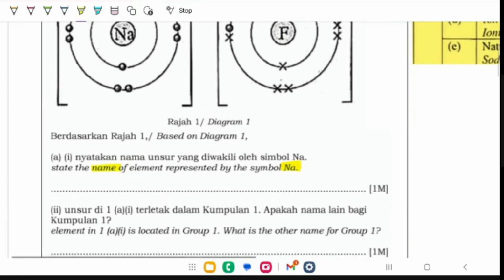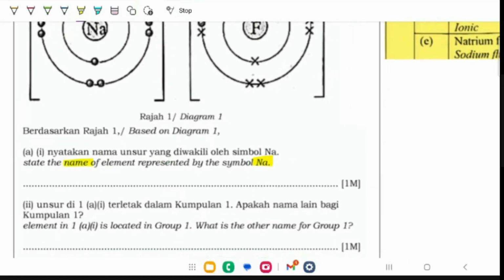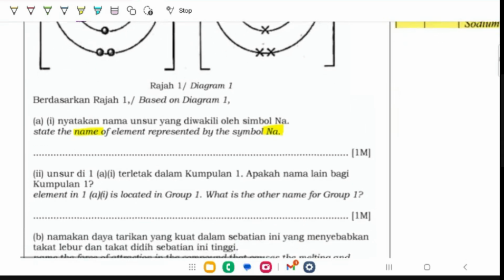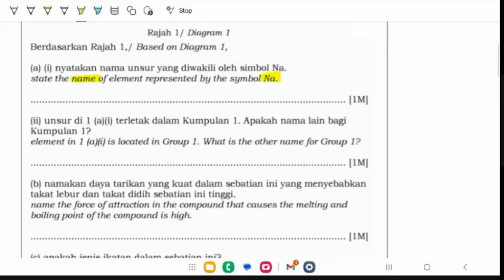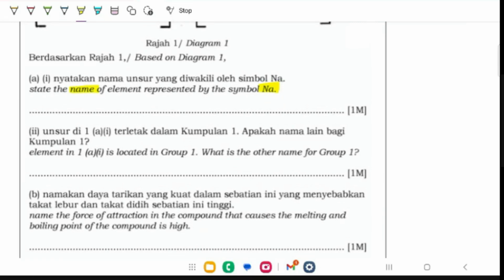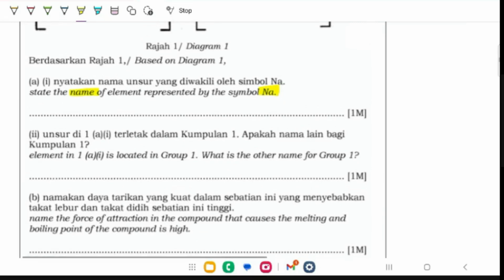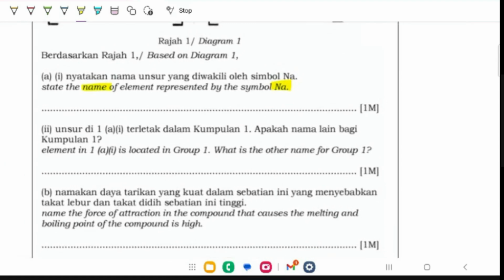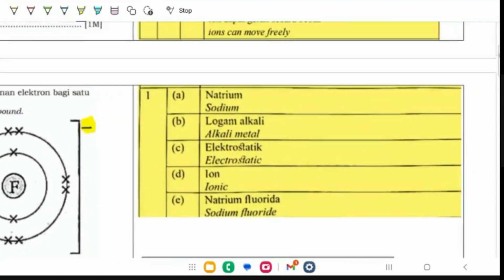Now, what is another name? This question is for chapter 4 actually. Group 1. Alkali metal. Correct. Now, name the force of attraction in the compound that causes the high melting point and boiling point. What force? Spelling must be correct. Strong electrostatic force. Correct.